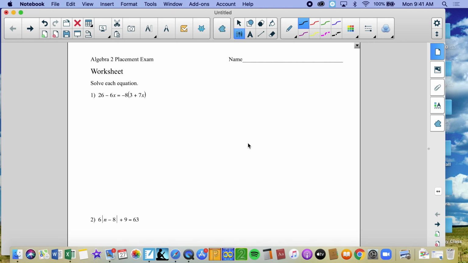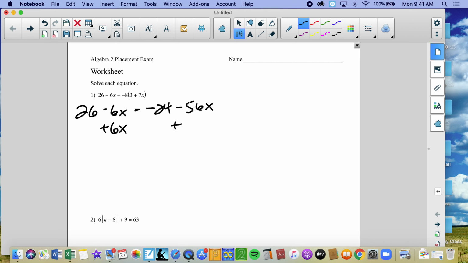You have variables on both sides, so we want to isolate all the variables on one side and the constants on the other. We can't do that until we simplify each of those sides. So the left side is already simplified. We can distribute this -8 into the parentheses. -8 times 3 is -24. -8 times 7 is -56x.